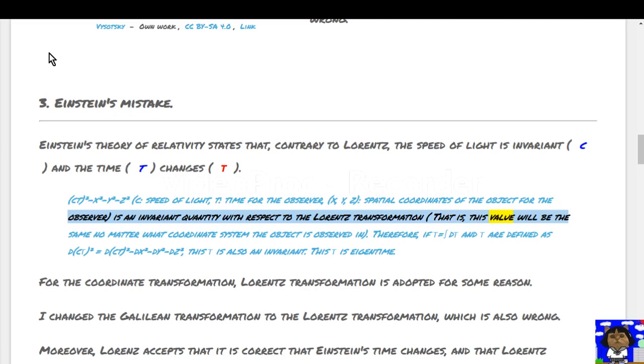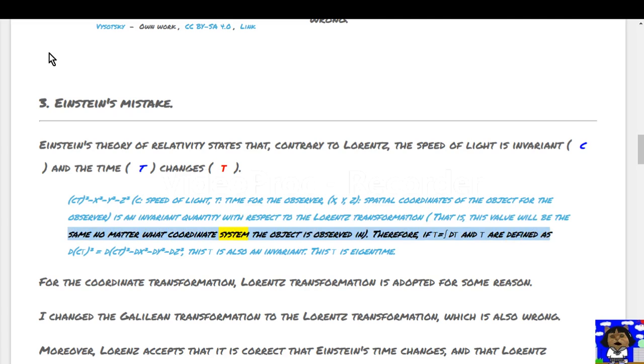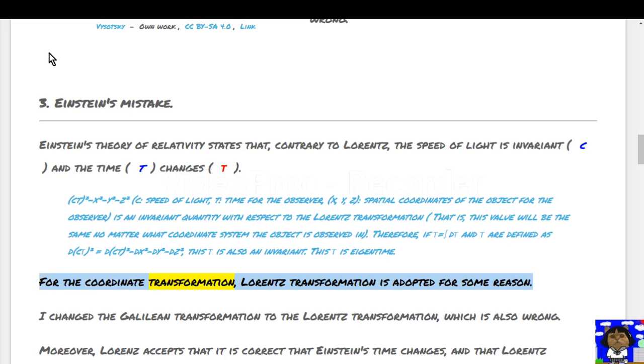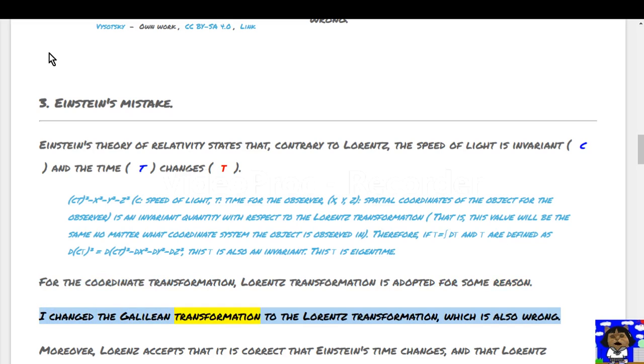That is, this value will be the same no matter what coordinate system the object is observed in. Therefore, if τ is defined as dτ² = d(ct)² − dx² − dy² − dz², this τ is also an invariant. This τ is eigentime. For the coordinate transformation, Lorentz transformation is adopted for some reason. I changed the Galilean transformation to the Lorentz transformation, which is also wrong.